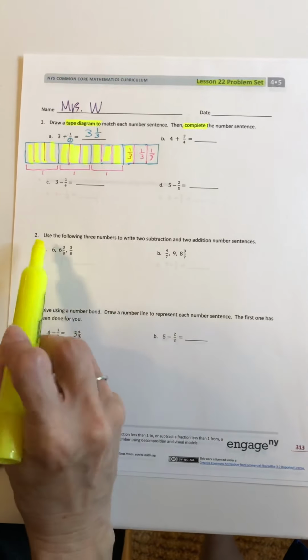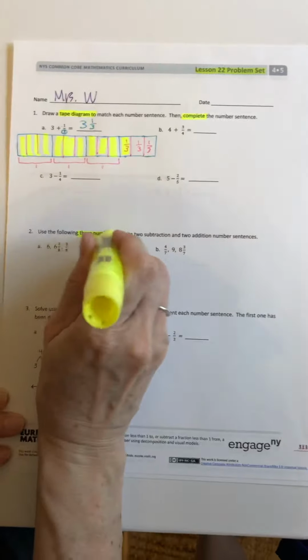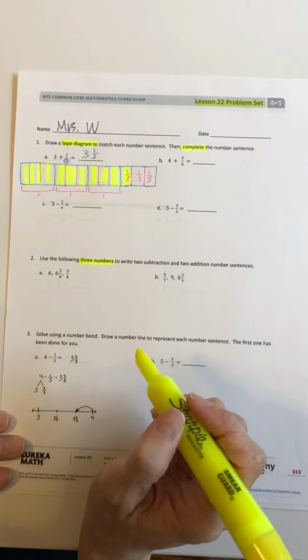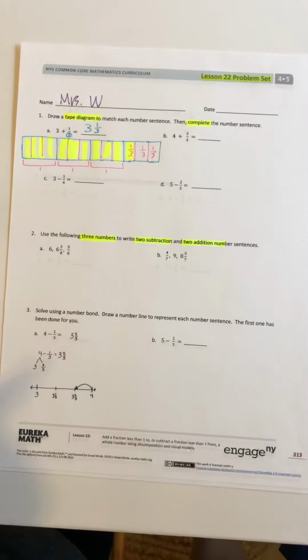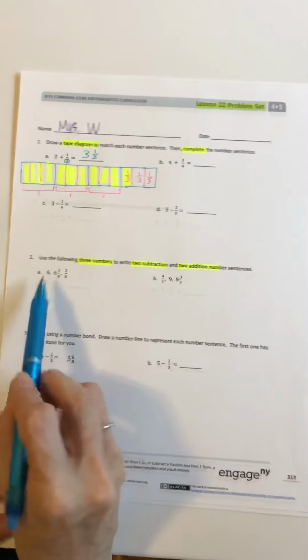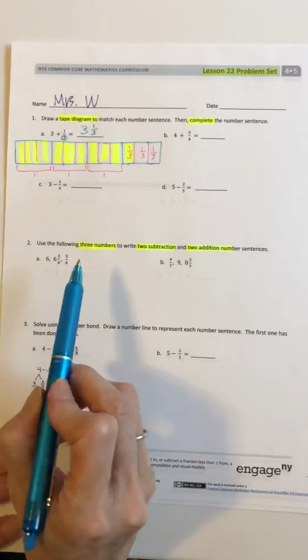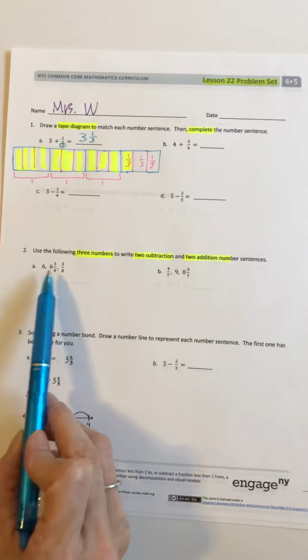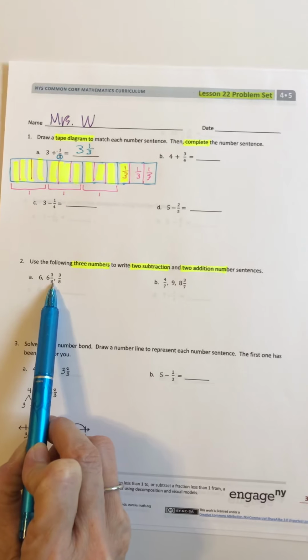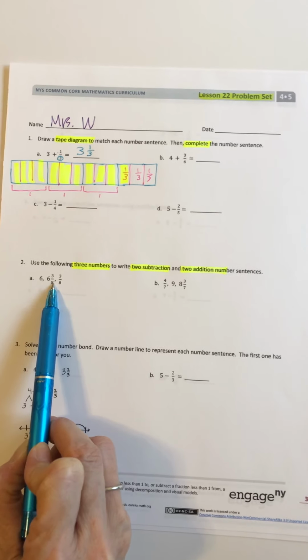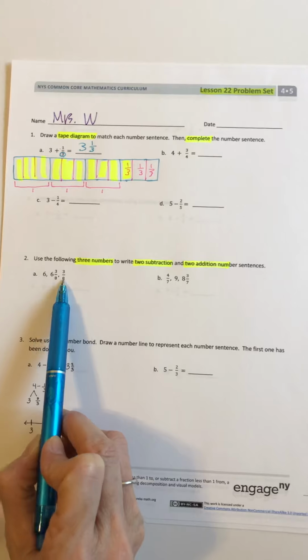Number 2, use the following 3 numbers to write 2 subtraction and 2 addition number sentences. So you're required to give 2 subtraction and 2 addition using just these 3 numbers provided to you. So if we start, we have 6 wholes. We have 6 wholes plus 3/8, which is called 6 3/8, and then we just have 3/8.